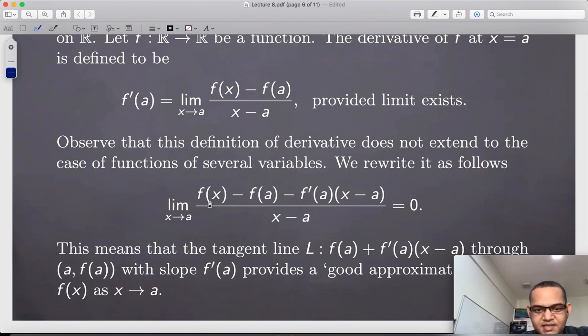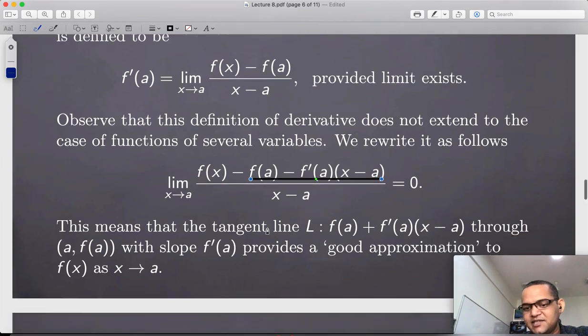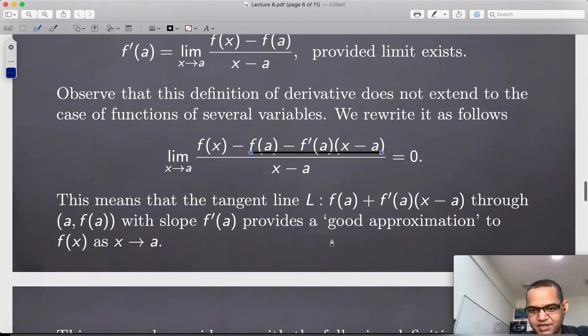Now what is this? This is basically telling me that f(x) is almost like this. Not only that, even if I divide by x minus a, this is going to 0. So what is it telling me? That f(x) is being approximated by this underlined quantity in such a way that even if I divide by x minus a, I still get 0. That means the difference of f(x) and this quantity is going to 0 faster than x minus a goes to 0. So this is called a good approximation. Sometimes we use this term good approximation: it is not only going to 0, but it is going to 0 faster than this thing.